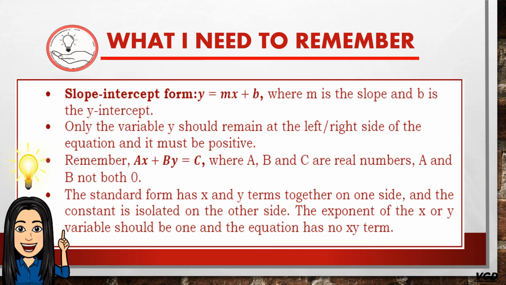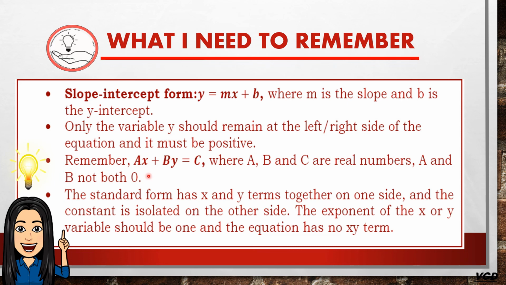Now, in this lesson, you have to remember the following. The slope-intercept form is y equals mx plus b, where m is the slope and b is the y-intercept. Take note that only the variable y should remain at the left or the right side of the equation, and it must be positive. So, only variable y. The numerical coefficient should not be more than 1.